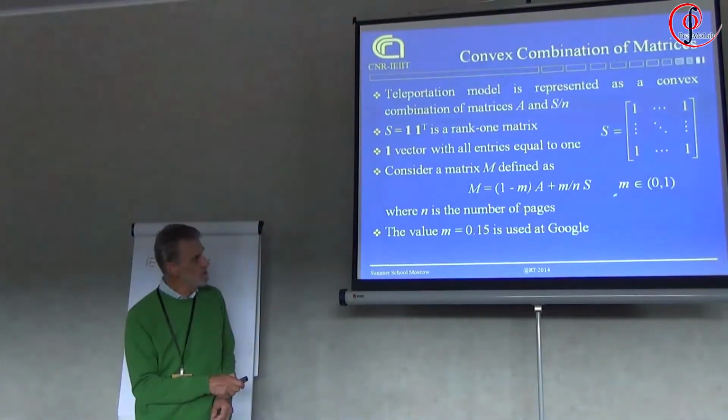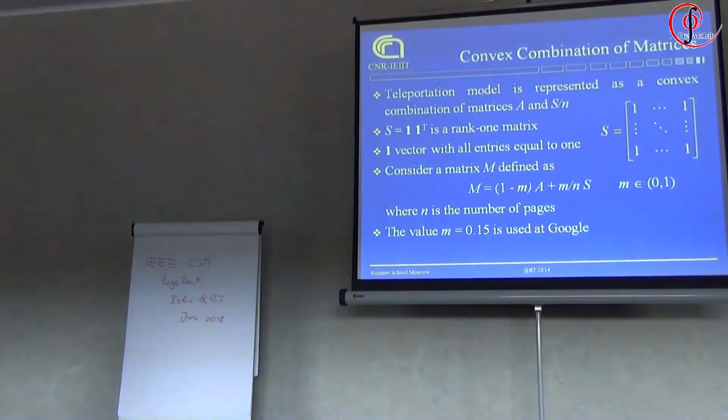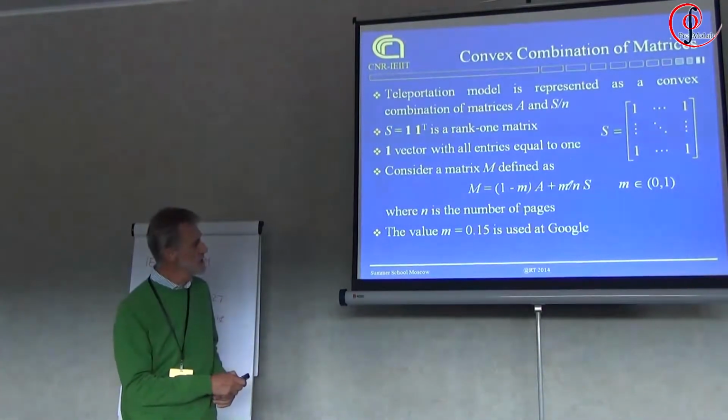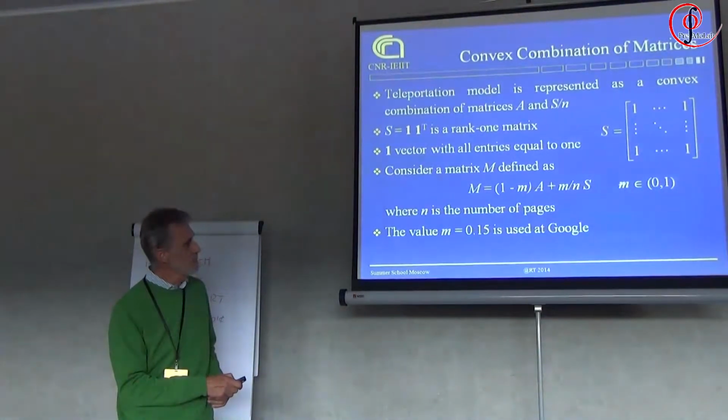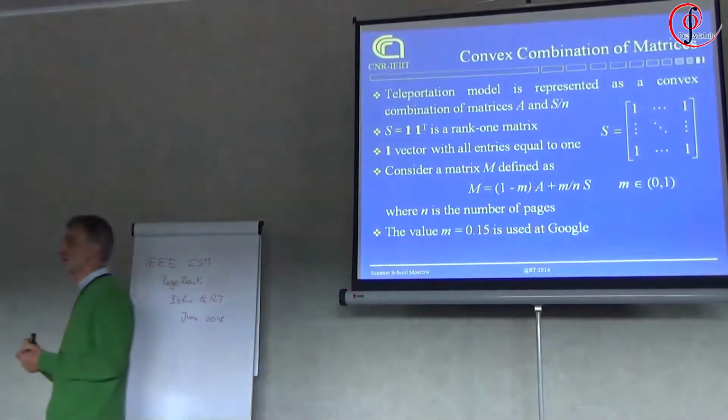The convex combination parameter m is in the open interval (0, 1). It's crucial that it's in the open interval (0, 1). We will see later why. And n is the number of pages. You can see that if you take the parameter m close to 0, then this term goes away and this is close to 1, so the matrix M is very close to the matrix A.